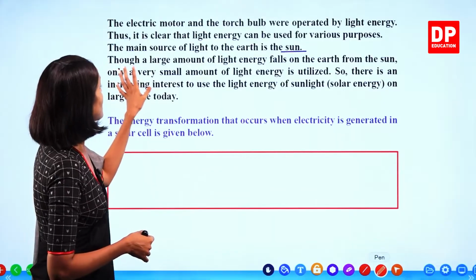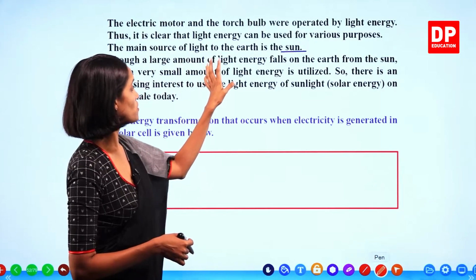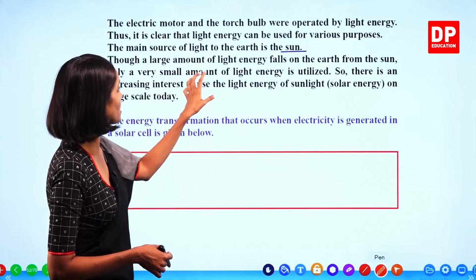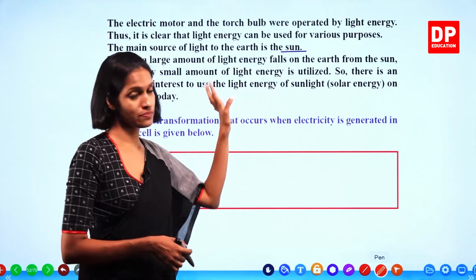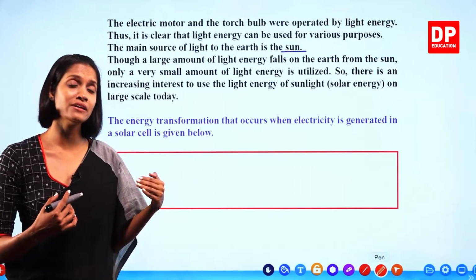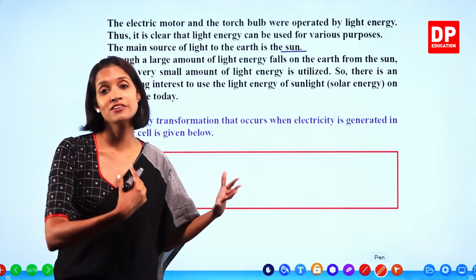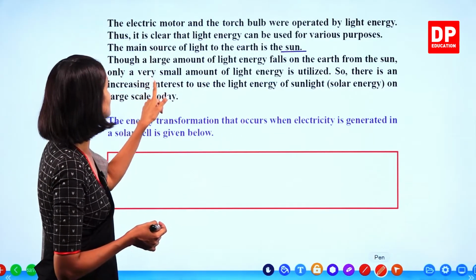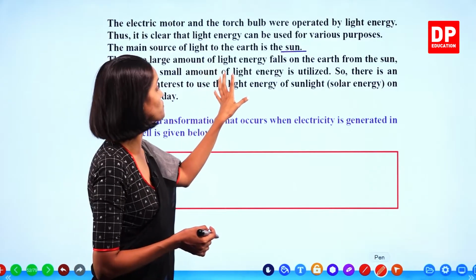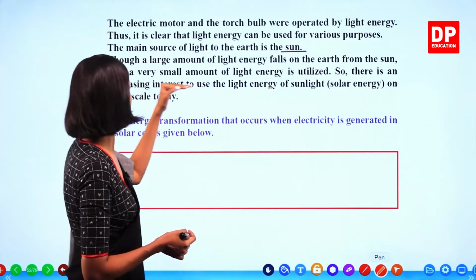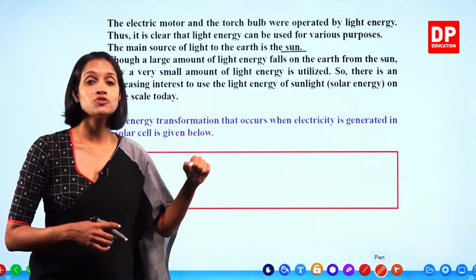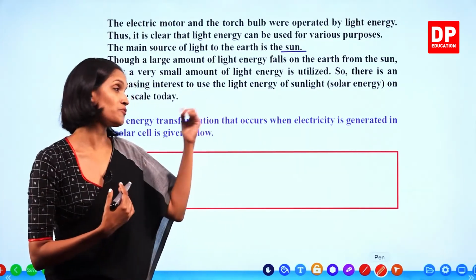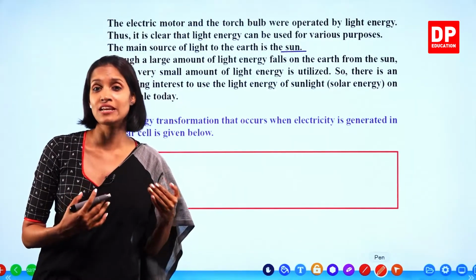right? Though a large amount of light energy falls on the earth from the sun, only a very small amount of light energy is utilized. Okay, so even using solar panels, not all the areas generate electricity, right? So there is an increasing interest to use the light energy of sunlight or solar energy on large scale today. So most of the people are switching to use these type of solar energy in order to generate electricity.